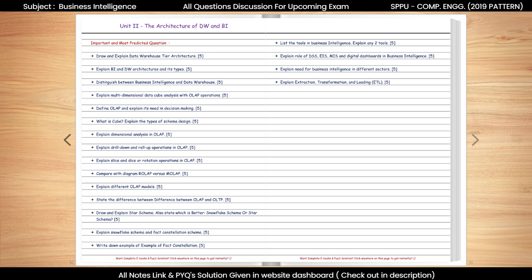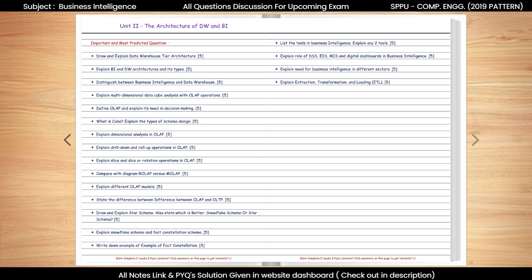Now, let us move on to our next important topic, snowflake and fact constellation schema. From this topic, we can expect questions such as, explain snowflake schema and fact constellation schema. Snowflake schema normalizes dimension tables into multiple related tables, while fact constellation schema contains multiple fact tables sharing dimensions. These designs support complex data relationships.